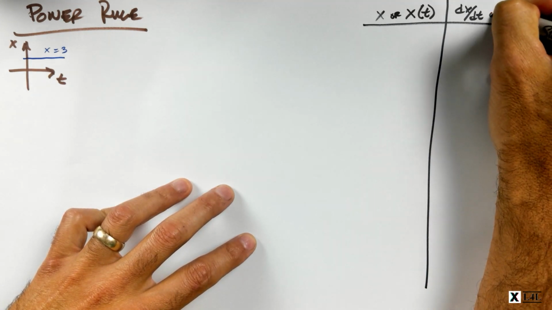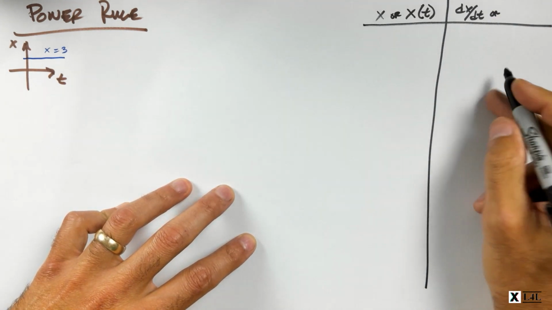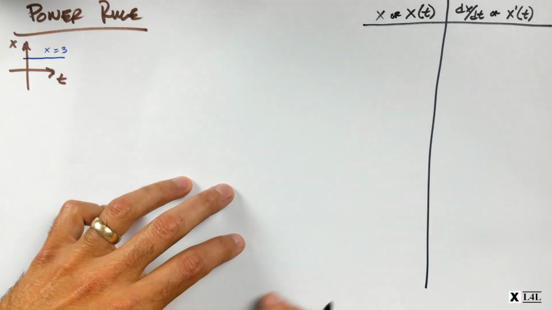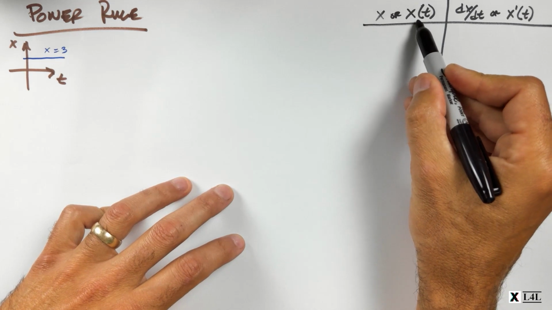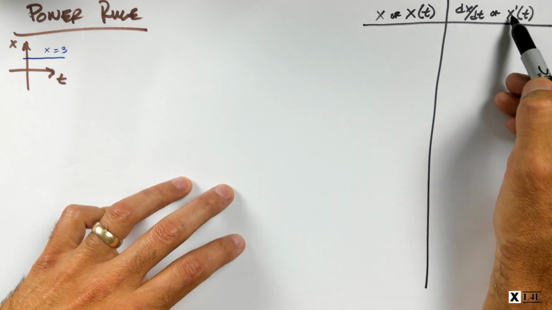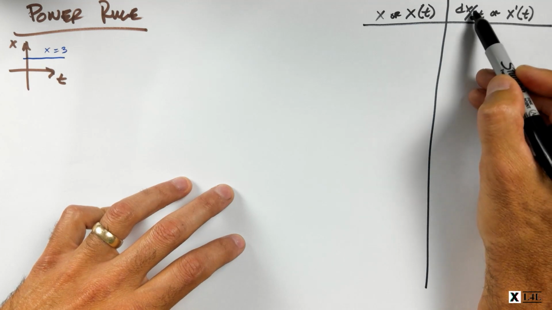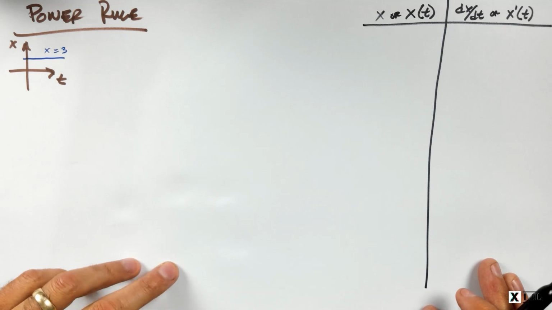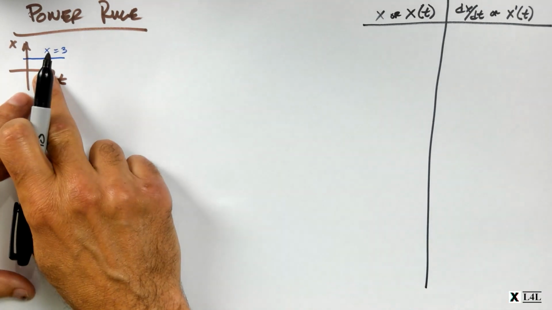This can also be seen as x prime of t. So if you have a function related to time, in this case position versus time, x prime is another way of saying the first derivative. We'll talk more about it, but I'm just giving you some exposure to it. All right, so back to this example here.